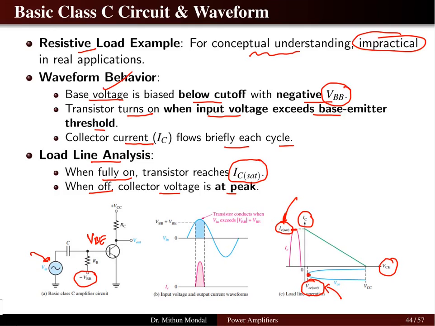So the input voltage has to exceed the threshold voltage, and then the transistor will conduct for the base voltage plus the base emitter voltage. So a very small duration of collector current we will get at the output.